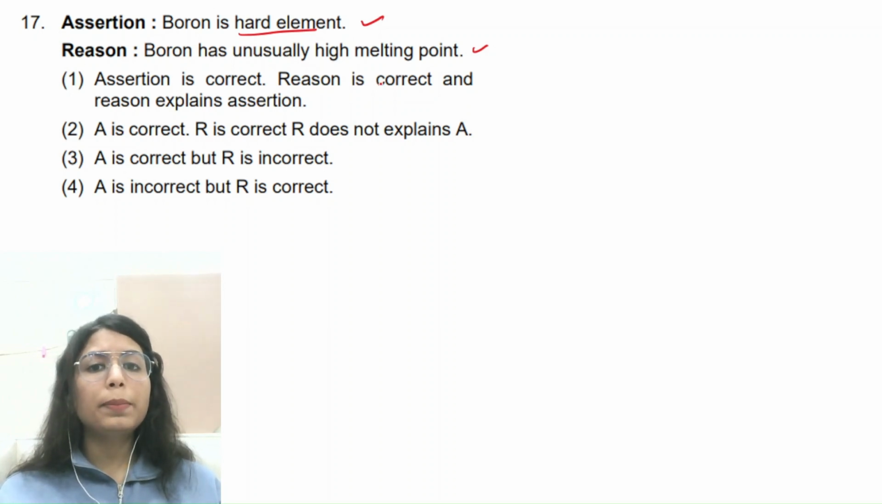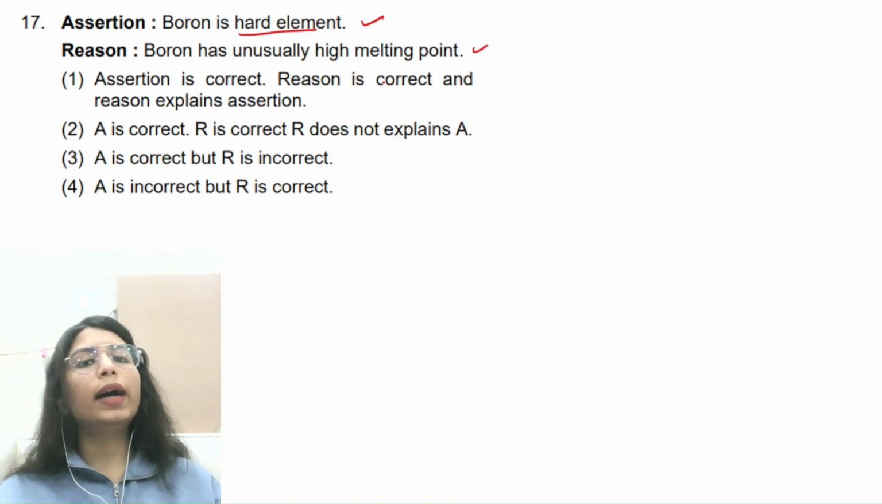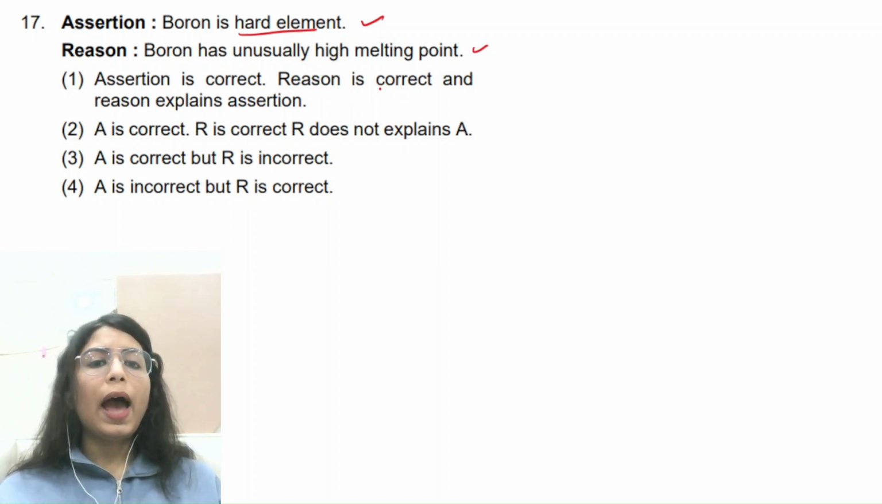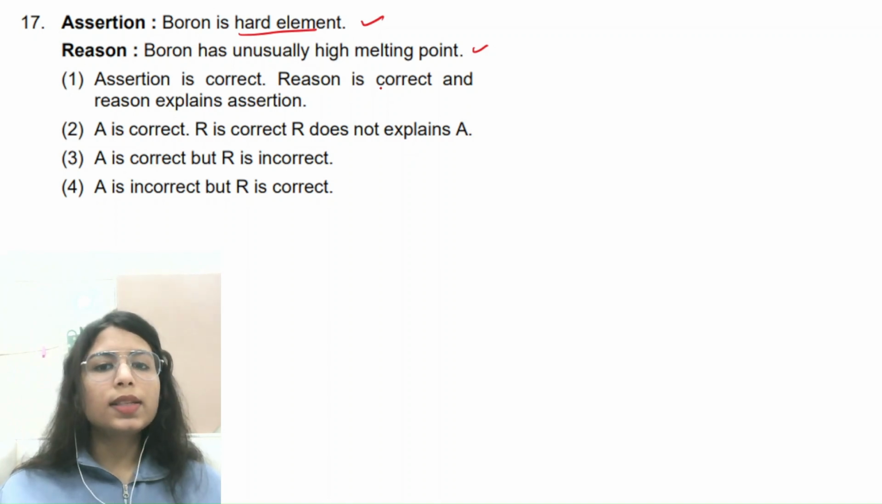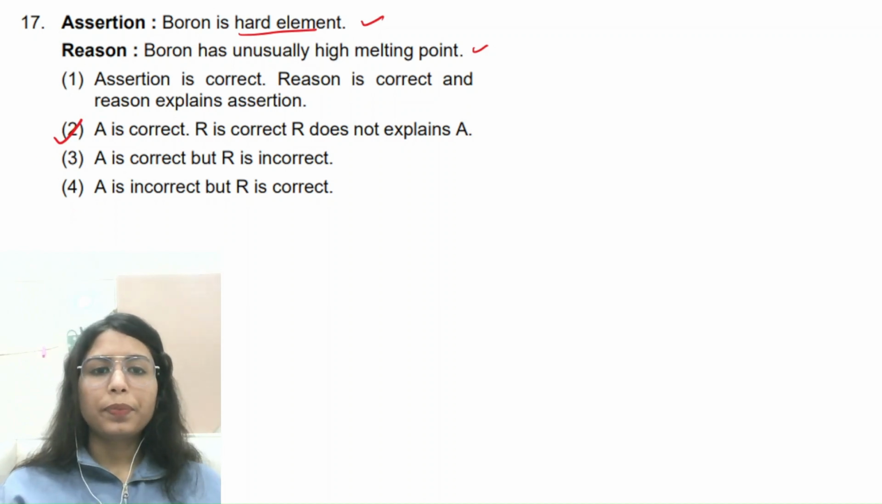The high melting point is basically a result of hardness only, right? It is hard, which is why it has an unusually high melting point, and that's why the reason is incorrect, but both of them are correct, right? So assertion is correct, reason is correct, but R does not explain A. So the correct choice would be my second one.